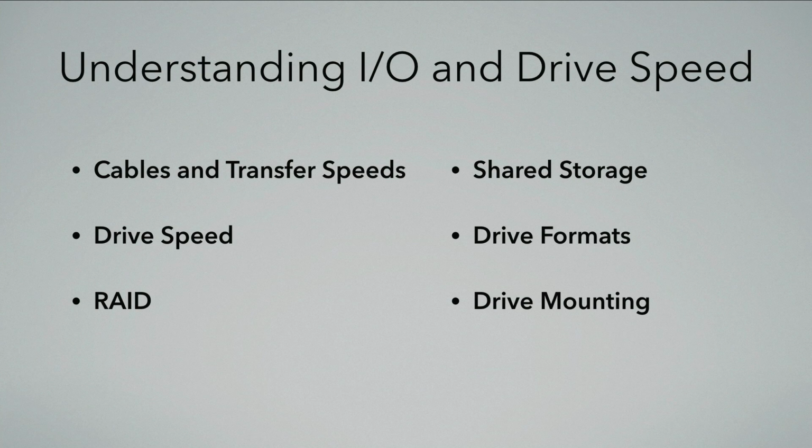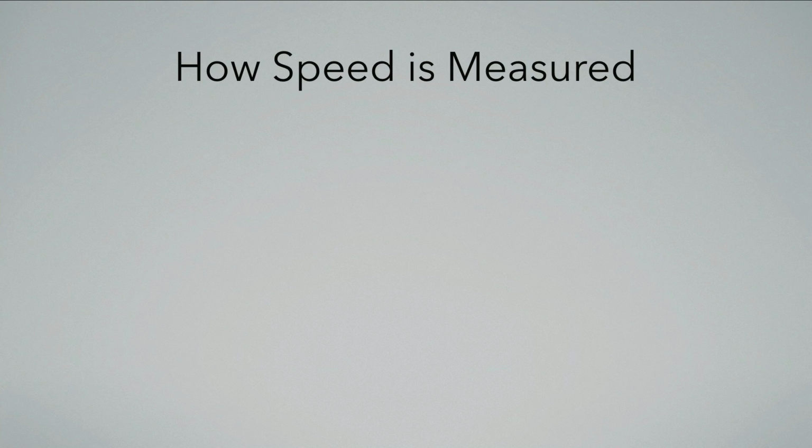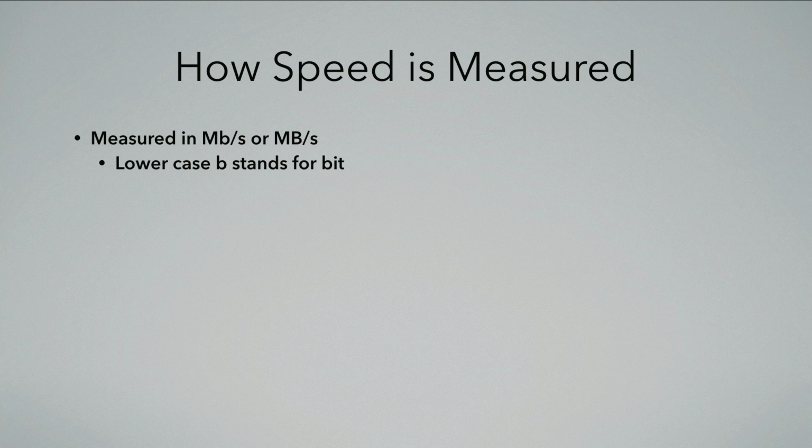What I'd like to start with, before we get into cables or connectors or drives, is how speed itself is measured. When we're talking about a hard drive, how do we figure out how fast that hard drive is? Speed in general is measured in either megabits per second or megabytes per second. It can also be measured in gigabits or gigabytes. The lowercase b stands for bits, so megabits is uppercase M, lowercase b. Megabytes is uppercase M, uppercase B.